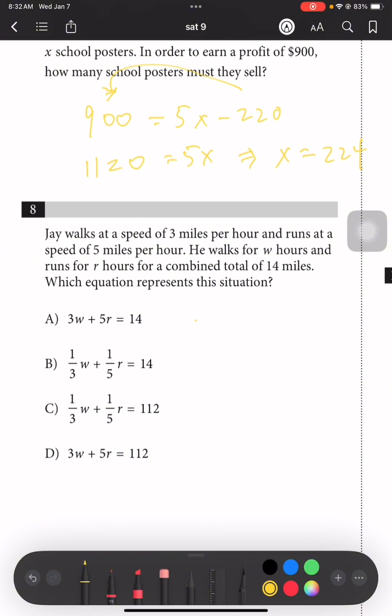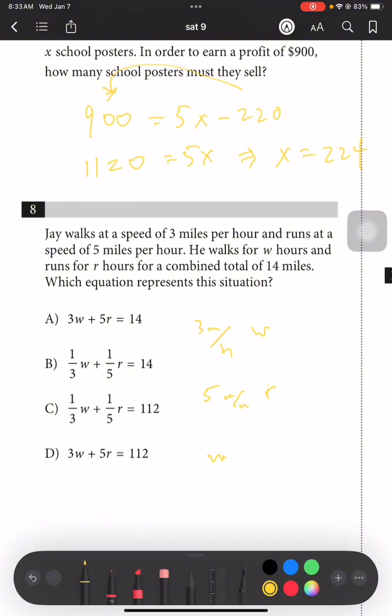He walks at 3 miles per hour and runs at a speed of 5 miles per hour. He walks for W hours and runs for R hours. Okay, so he runs for 5 hours. No, he walks for W hours and he runs for R hours, for a combined total of 14 miles. Which equation represents this?